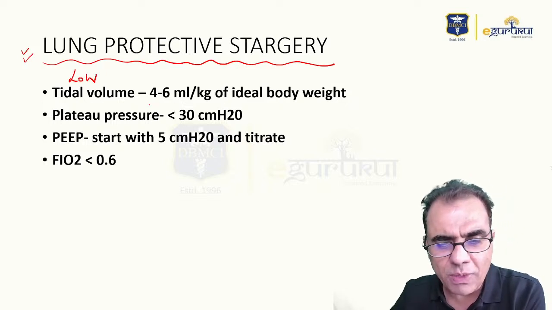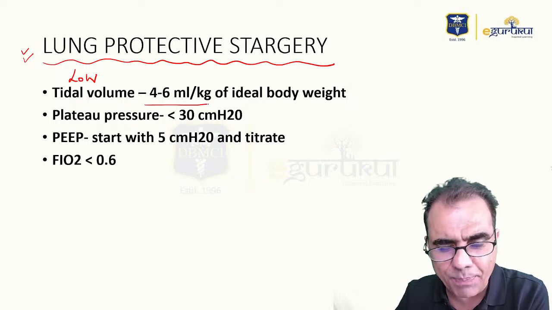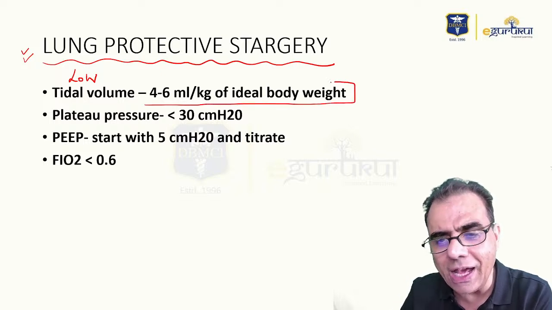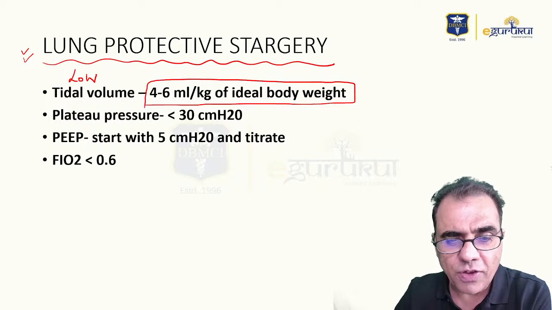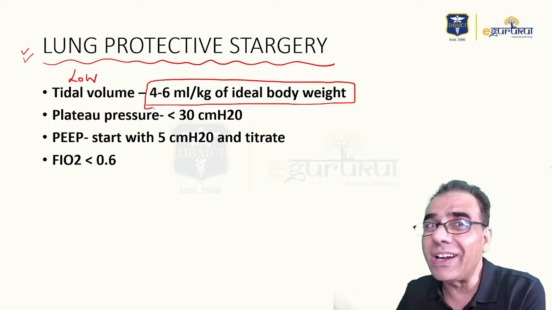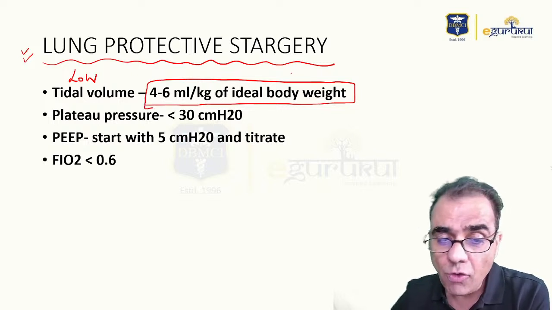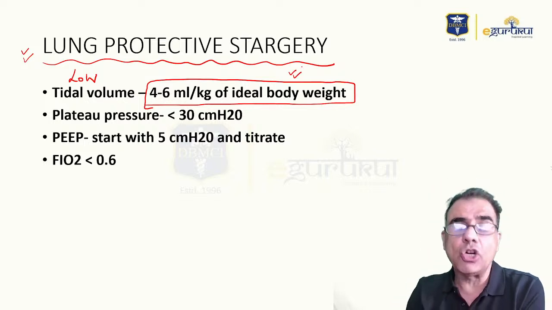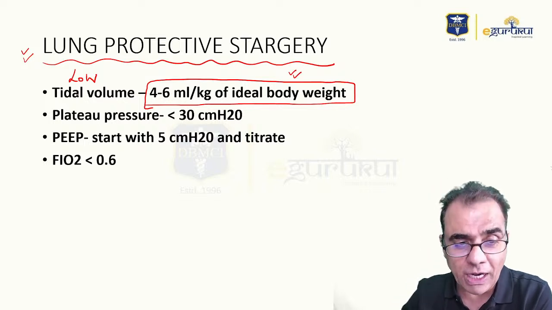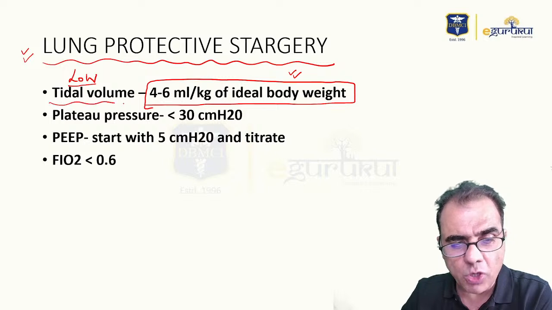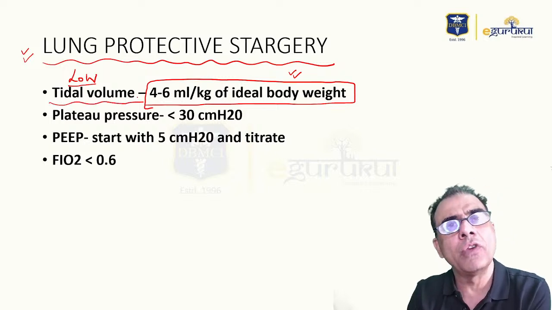Low tidal volume means 4 to 6 ml per kg of the ideal body weight. So if the patient is an obese patient, we will not give as per the patient's body weight. 4 to 6 ml per kg of the ideal body weight. So low tidal volume is one of the most important components of lung protective strategy.